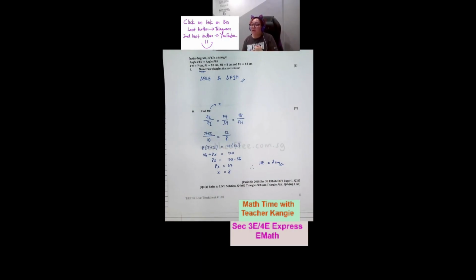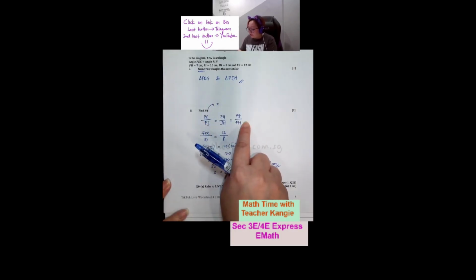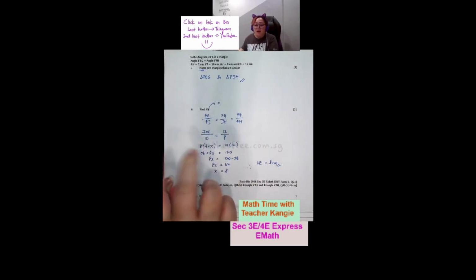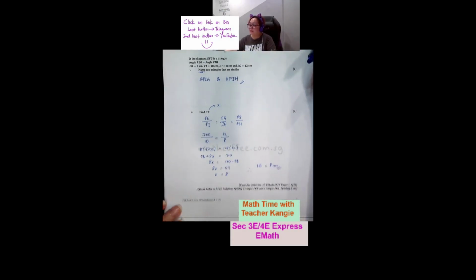Right? So this is how I solve the unknown length from similar triangles. Alphabet order, form the 3 fractions, fill in the blanks. Out of 2 fractions, I have 3 pieces of information already, and then I can find the 4th. So that is 4B.